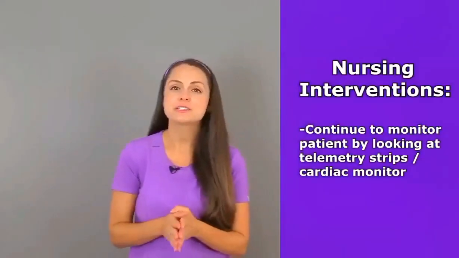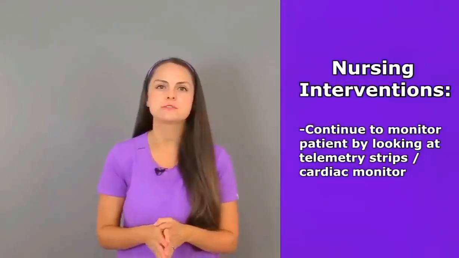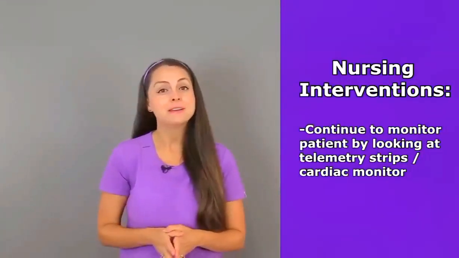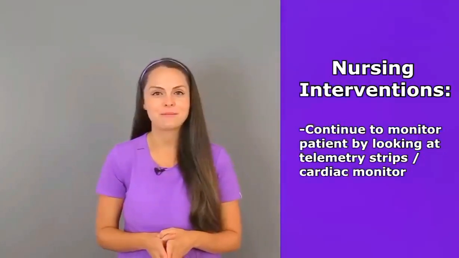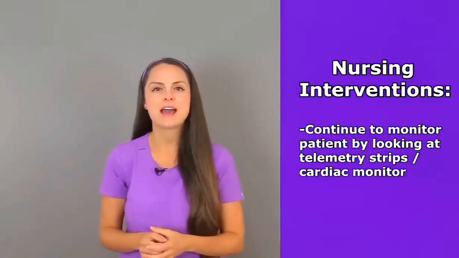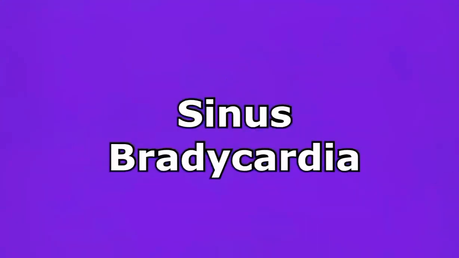Therefore, as a nurse, you want to just continue to monitor your patient by looking at those telemetry strips, looking at the cardiac monitor if they're on one, just to make sure that they're not deviating from this rhythm, because many times patients do. They may go into atrial fibrillation or sinus bradycardia or sinus tach, or they develop a heart block where that PR interval is prolonged.